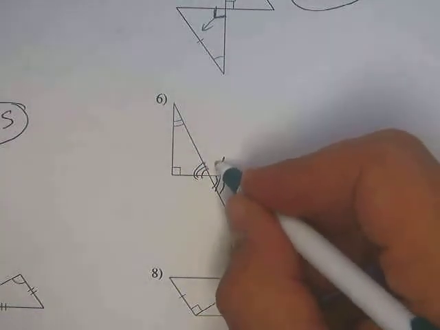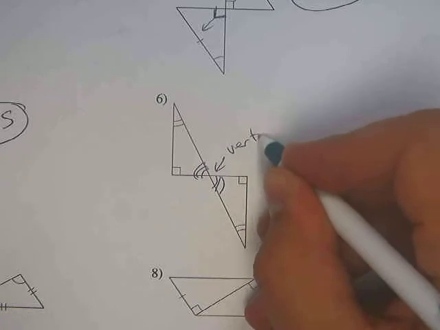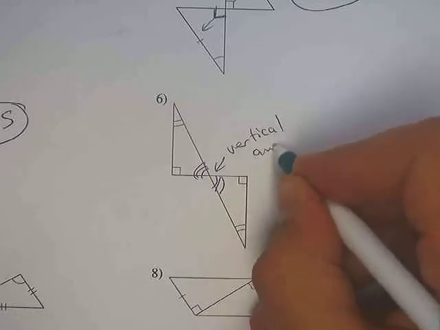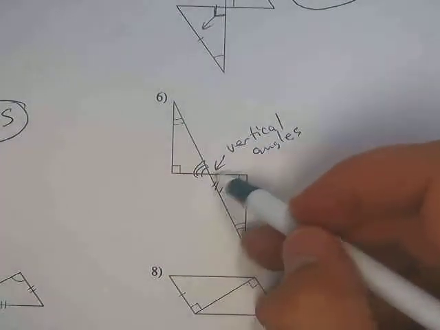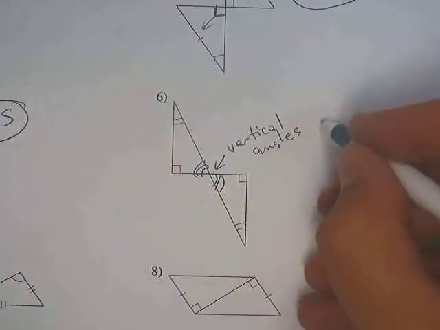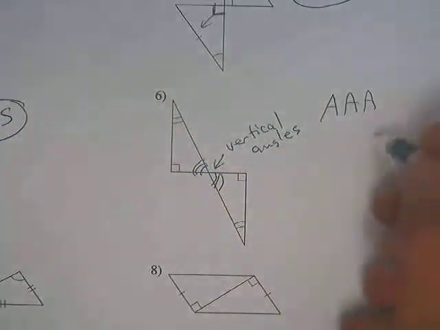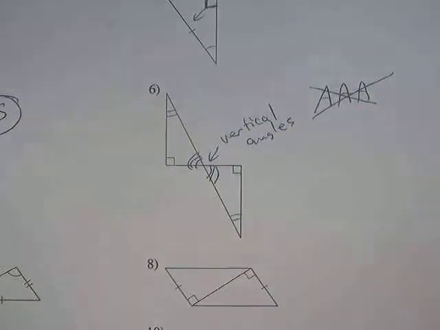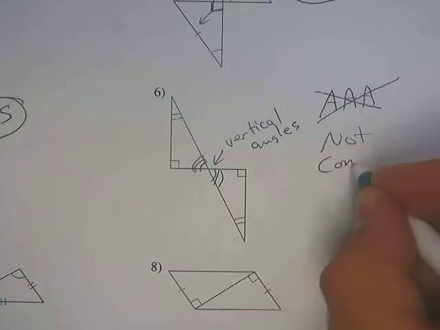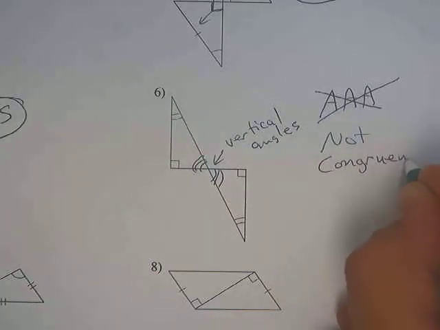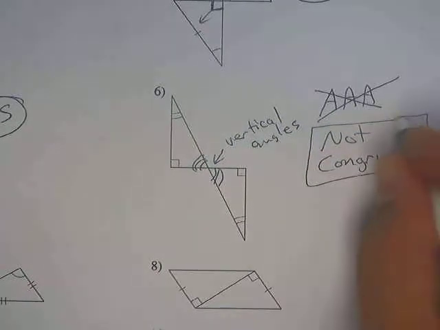Oh boy, we have these angles that are congruent because they are vertical angles, remember. But now we have three angles congruent to three angles. Angle, angle, angle is not a way to prove triangles are congruent. So these are not congruent.